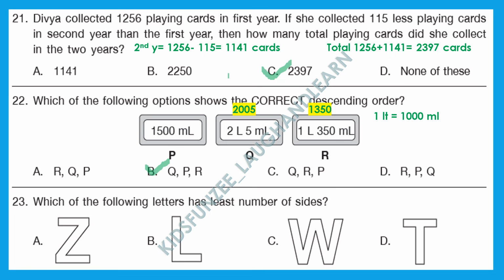Question 23. Which of the following letters has least number of sides? Least means minimum number of sides. Let's see A. A is 1, 2, 3, 4, 5, 6, 7, 8, 9 and 10. A has 10 sides. Just remember this. B has 1, 2, 3, 4, 5, 6 sides. So B is less than A. Let's see C. 1, 2, 3, 4, 5, 6, 7, 8, 9, 10, 11, 12, 13. Till now, B is having the minimum number, that is 6. Let's see D. 1, 2, 3, 4, 5, 6, 7, 8. So B is having the least number of sides. The right answer is option B.